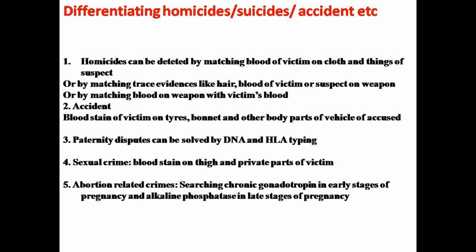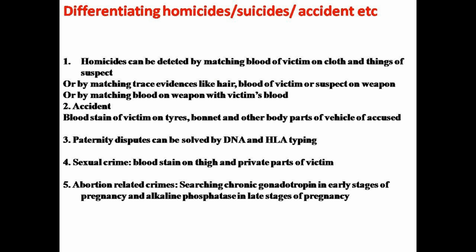Blood pattern analysis has several applications. It can be used to identify things in a murder case, like if the blood is present on the weapon, it can be matched with the blood of the victim. Then blood stains present on the cloth or things of the accused can be matched with the blood of the victim and identified. Then hair roots present on the weapon or the things of the accused can again be matched. Then it can be used for accidental deaths, like if blood is present on the vehicle, then it may connect the victim and the criminal.